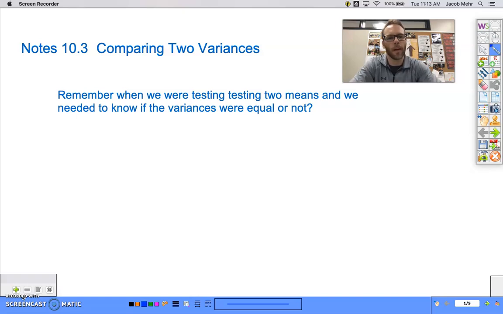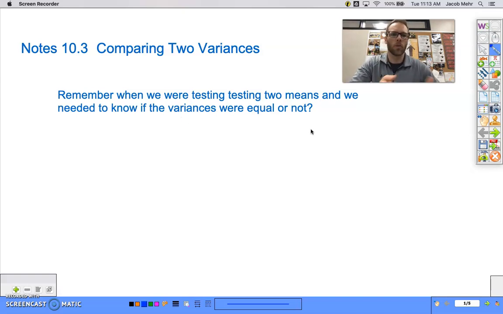All right, hi folks. Today we're going to look at a new skill, a new test. Before we get into that, I just want to remind you about something we've done in the past. Do you remember back when we were doing t-tests for population means, and we had to ask this question: are the population variances equal or are they not equal?